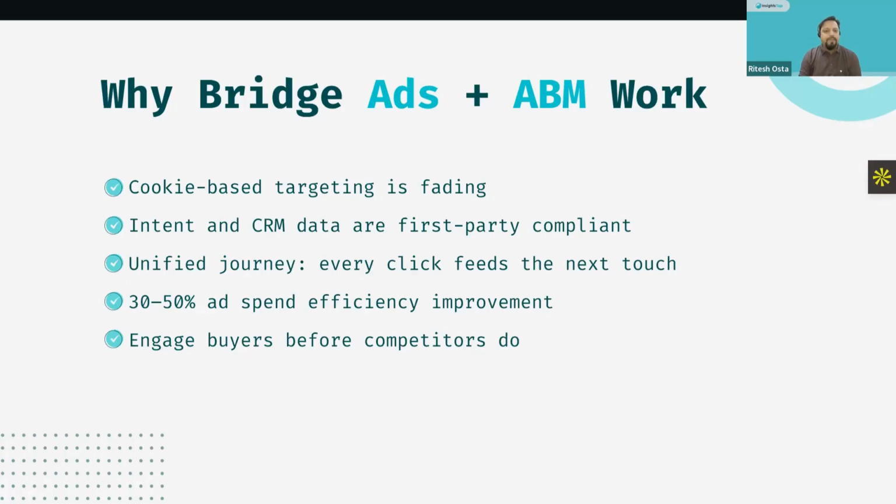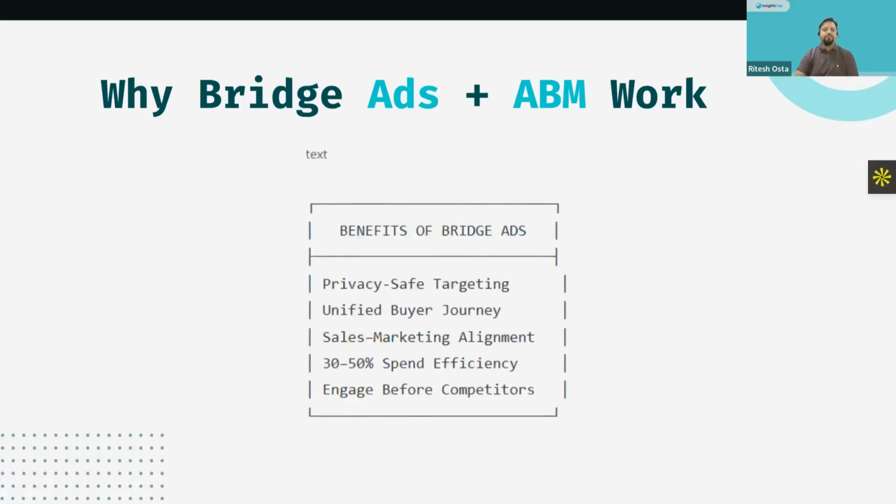And unified journey. Every click feeds the next touch. For example, you can process the behavioral data as well, right? You can continuously enrich that data and build your list. And we have seen 30 to 50% ad spend efficiency as compared to traditional ads. So it saves a lot of money, and it also helps you engage the buyer before the competitors do. Too many benefits for you to ignore this, right? So privacy safe targeting, unified buyer's journey, sales and marketing alignment, 30 to 50% spend efficiency, and engage before competitors. What can be better than that?